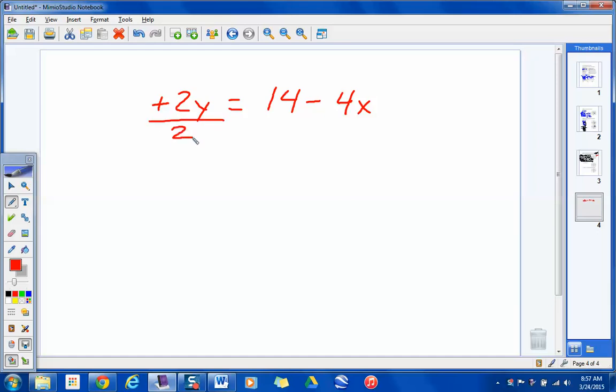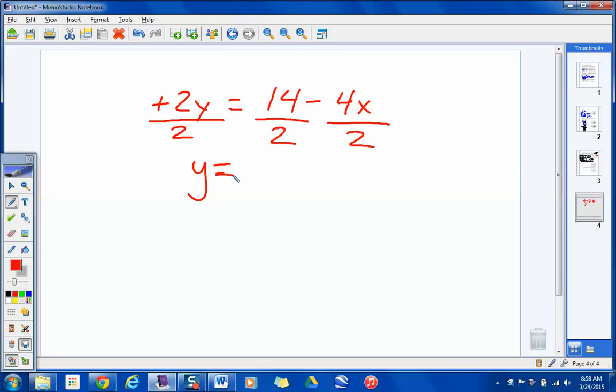Divide this by 2. Divide this by 2. Divide this by 2. What are the 2's going to do here? Cancel each other. Leaving us with what? Y. A y alone. That good or that bad? That good. That real good. Okay.